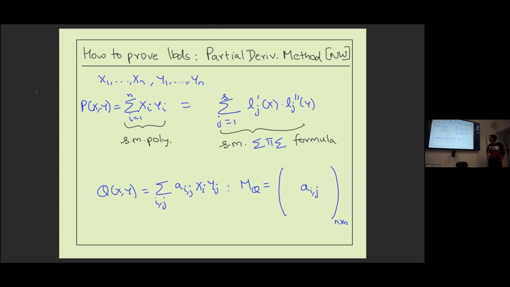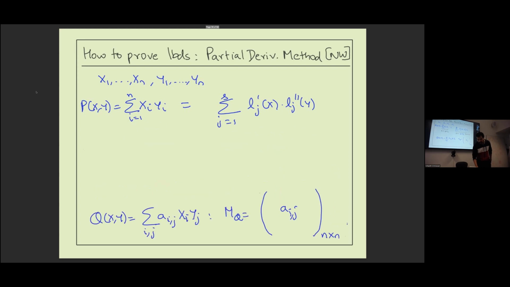That's why it's called the partial derivative matrix. Okay, so now let's look at this matrix for these polynomials under consideration. All right. So for the polynomial on the left, things are really simple. So this is the partial derivative matrix again.